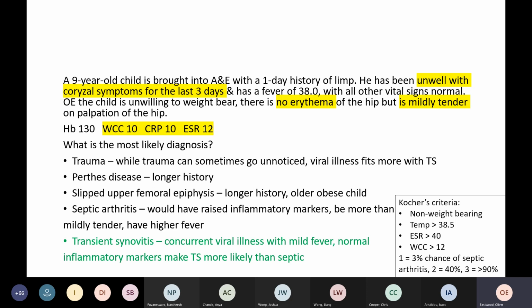that unwell. A classic sign they're telling you it's transient synovitis will be they're unwilling to weight bear, but they will if you give them paracetamol. In real life, they probably won't actually, but it's a key SBA land thing. And here you've only got mild tenderness, whereas if it's septic arthritis, it'll be excruciatingly painful. And then you've also got these normal inflammatory markers, which, as you can see from the Kocher's criteria, are really key.